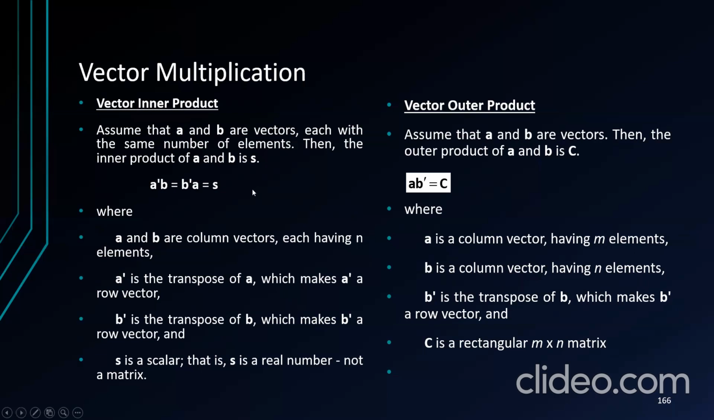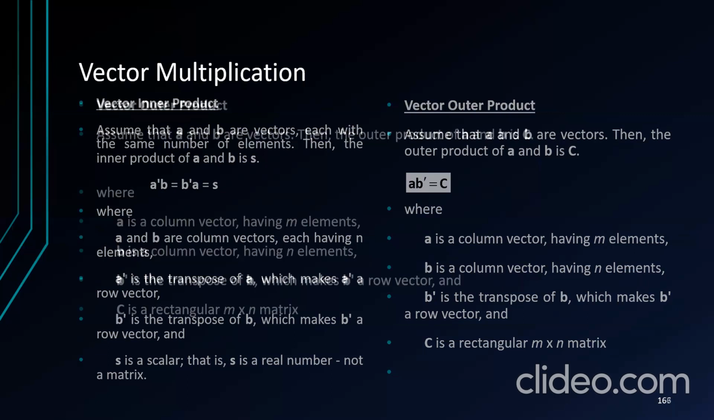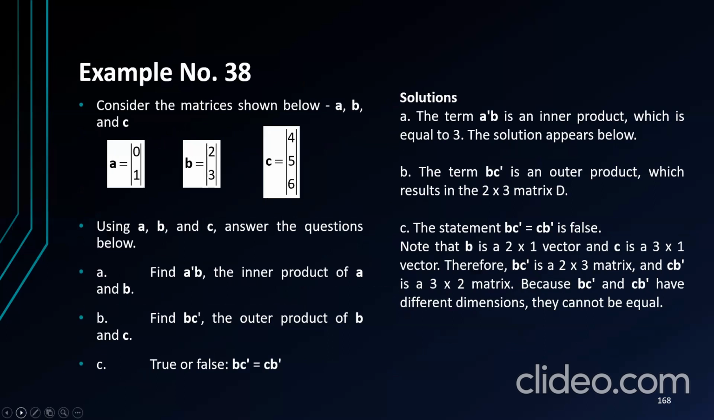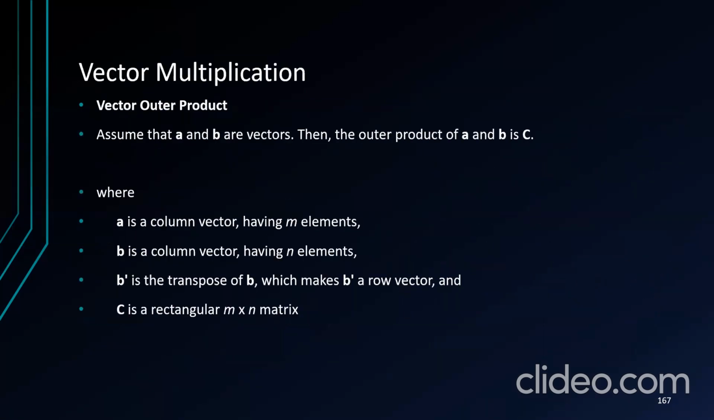Di ba? Bandi yan parehas na kasi ito AB prime to B prime A. Check nyo na lang. Vector outer product. So, tanggalin natin to kasi nadoble lang.